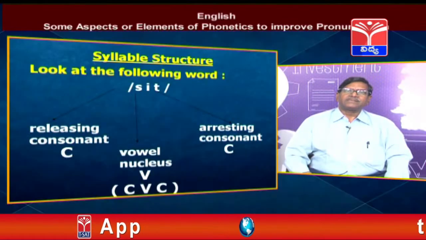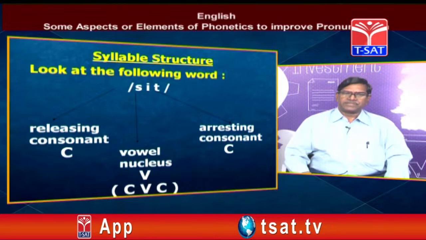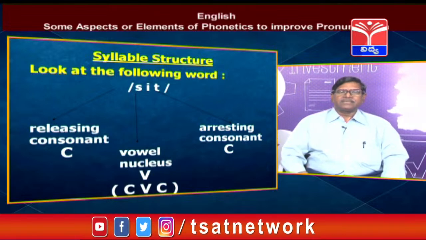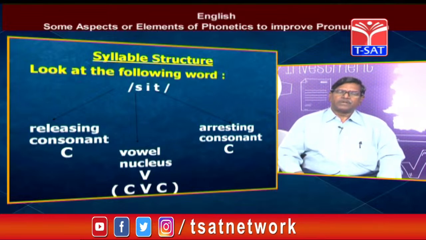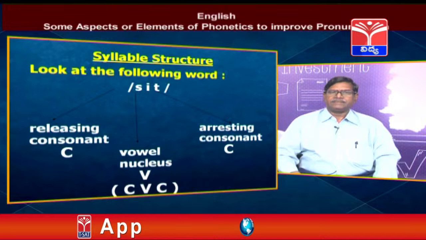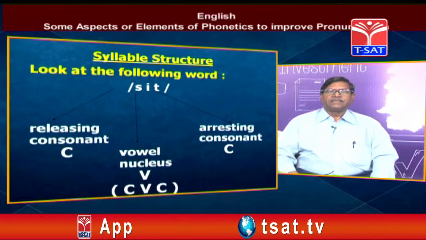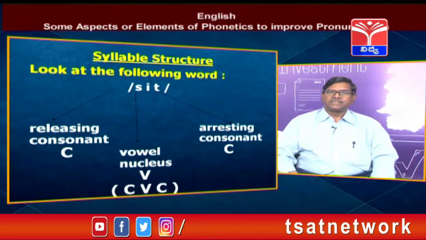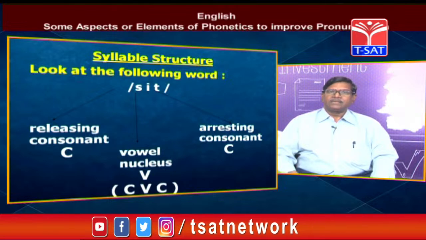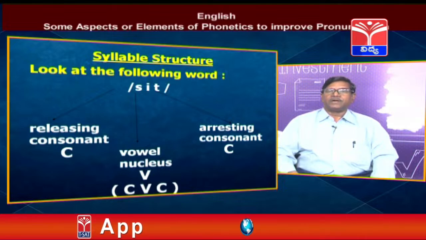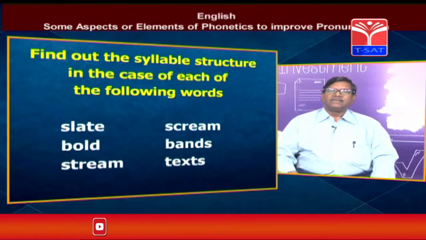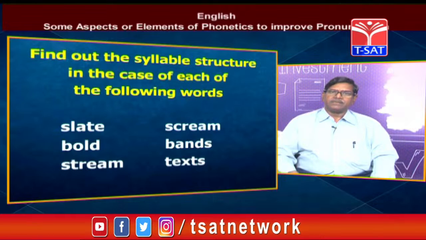See, find out the syllable structure in the case of each of the following words. Let us say slate, S, L, A, T. So, S, L, two consonant sounds precede the vowel sound A in the word slate, and the A sound is followed by T. Likewise, scream, S, K, R, three consonant sounds precede the E sound, and these three we can say form a consonant cluster which precedes or follows the vowel.